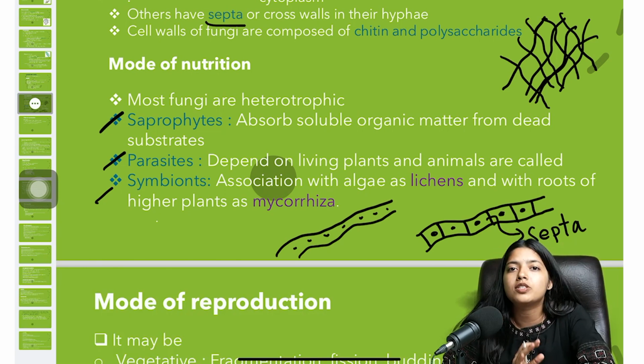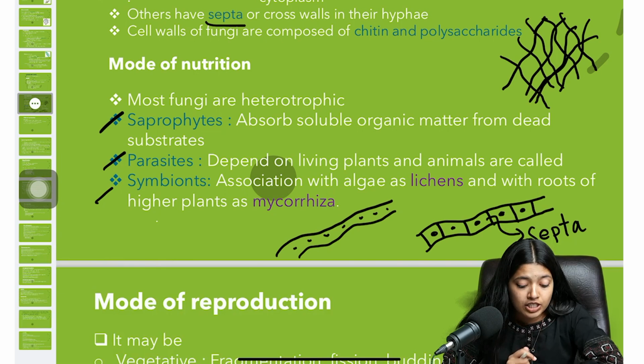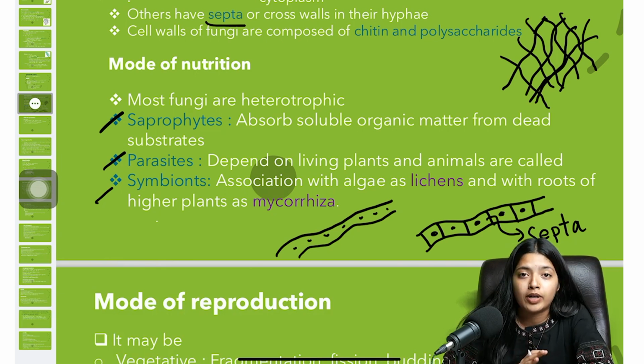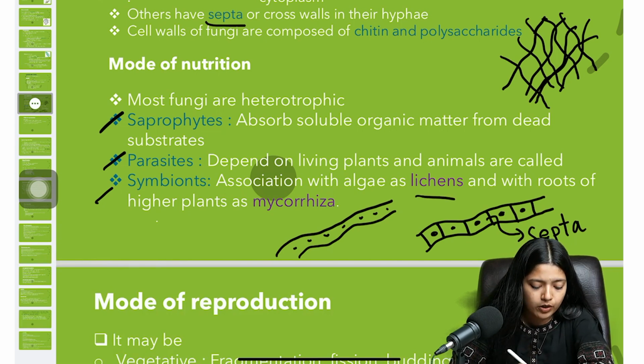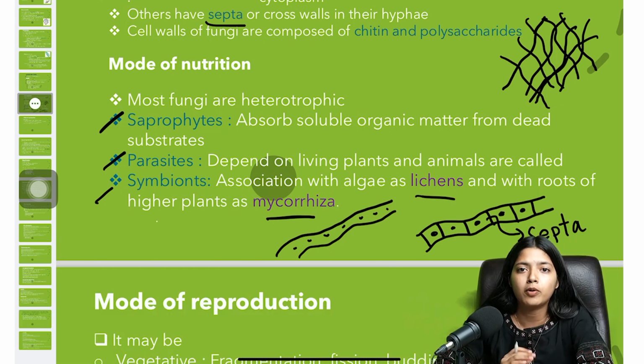Symbiont is like the opposite of parasite. That means here two organisms are mutually connected in such a way that both are benefited. There are two types. Examples are lichens and mycorrhiza. We will discuss symbionts in the upcoming portion.